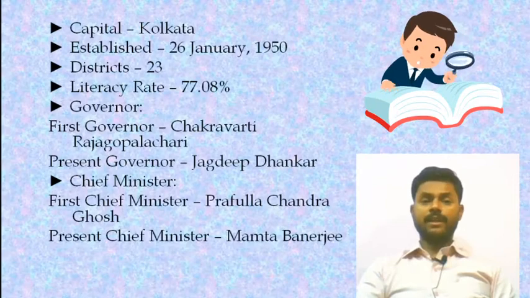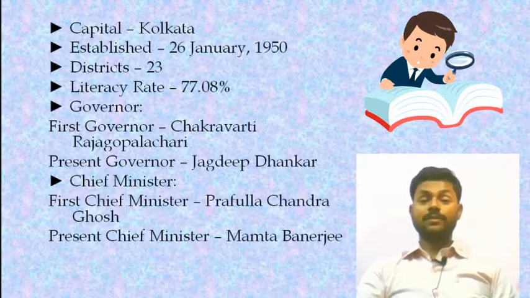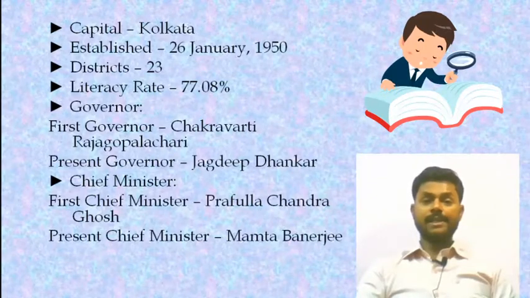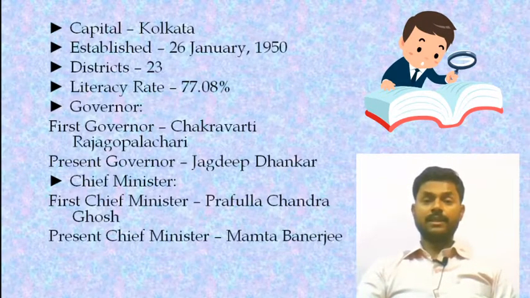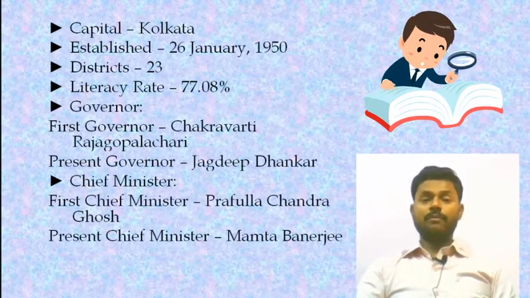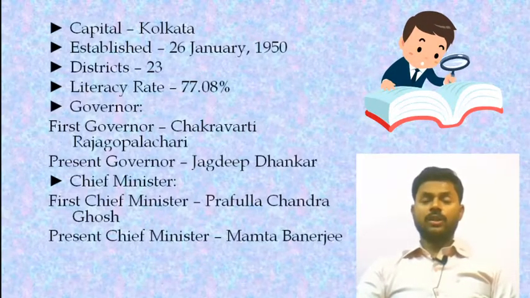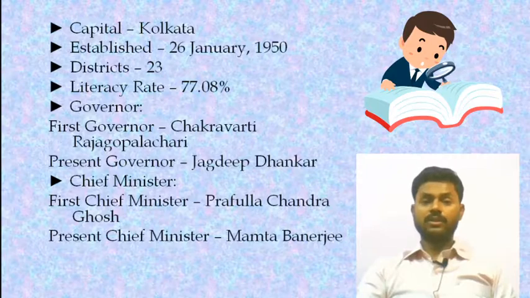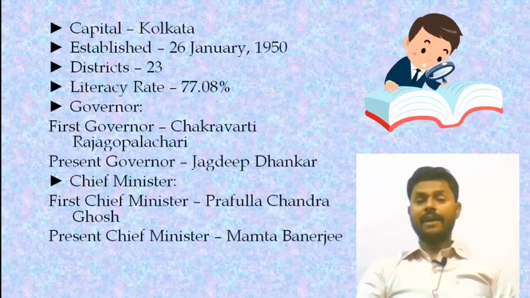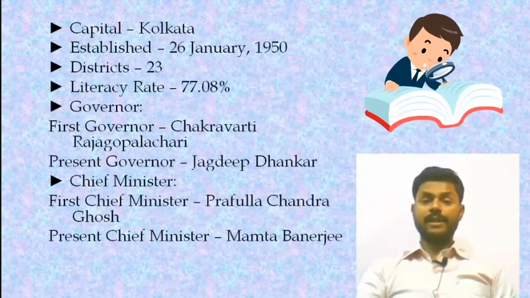Now we will know about the governor of West Bengal. The first governor of West Bengal was Chakravarti Rajgopalachari, and the present governor of West Bengal is Jagdeep Dhankar. Now we will know about the Chief Minister of West Bengal. The first Chief Minister of West Bengal was Prafulla Chandra Ghosh, and the present Chief Minister of West Bengal is Mamata Banerjee.